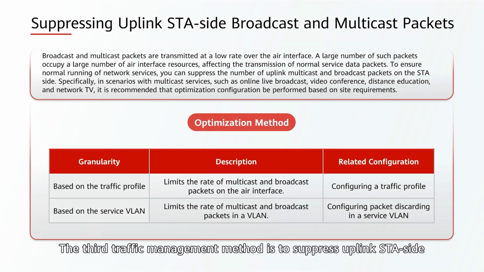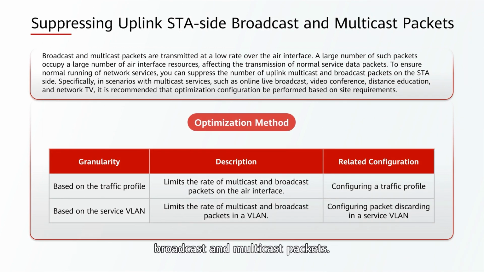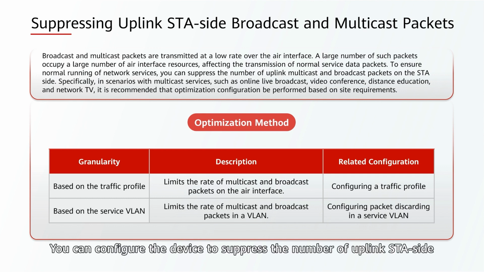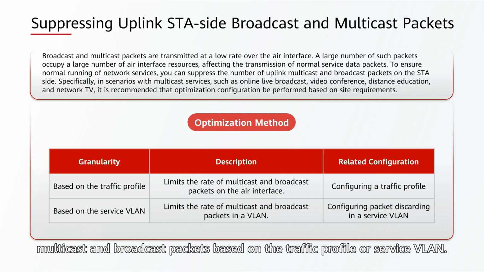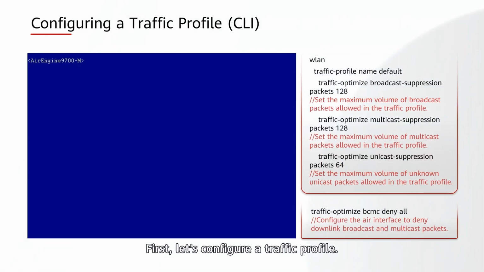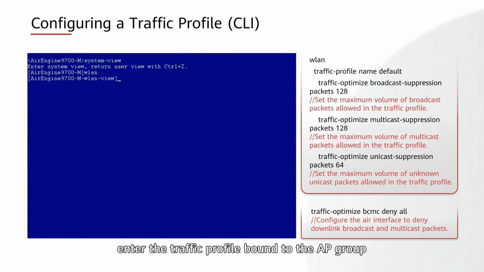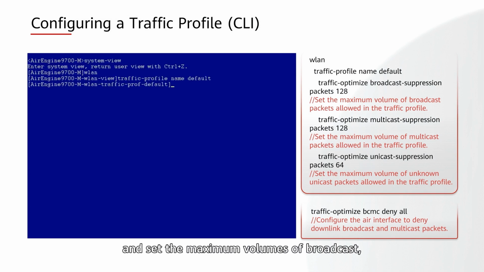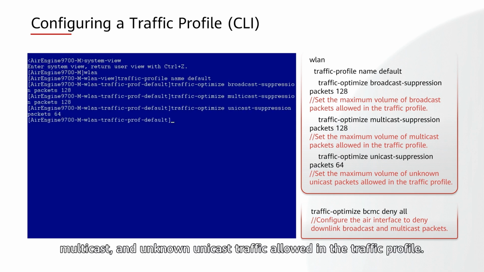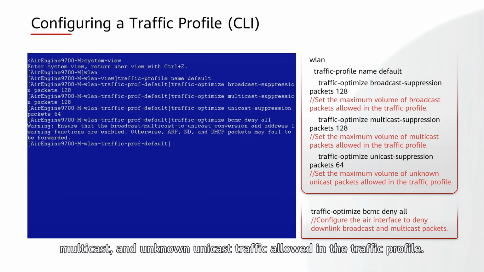The third traffic management method is to suppress uplink station-side broadcast and multicast packets. You can configure the device to suppress the number of uplink station-side multicast and broadcast packets based on the traffic profile or service VLAN. First, let's configure a traffic profile. In the WLAN view, enter the traffic profile bound to the AP group, and set the maximum volumes of broadcast, multicast, and unknown unicast traffic allowed in the traffic profile.